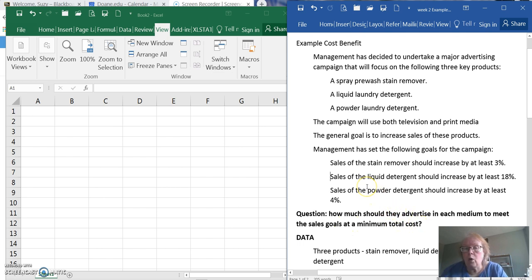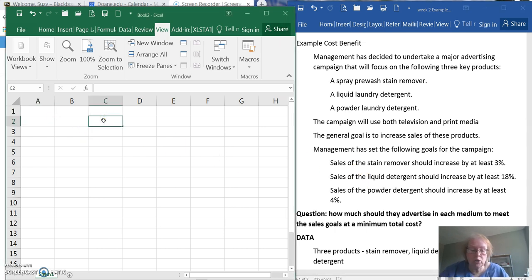So what we want to know are not different amounts of the spray pre-wash stain remover and the liquid laundry detergent, not the different products. What we want to know are the different mediums. How much should they advertise in TV, and how much should they advertise in print to reach these sales goals? So the things I'm going to put over here on my columns will be TV and print. Okay? Now let's see if I've got my data correctly.